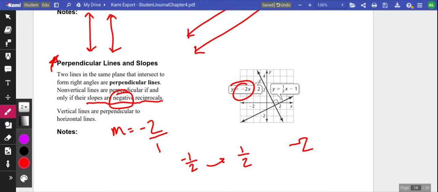-2 is going to be perpendicular to +1/2. Those slopes are perpendicular.